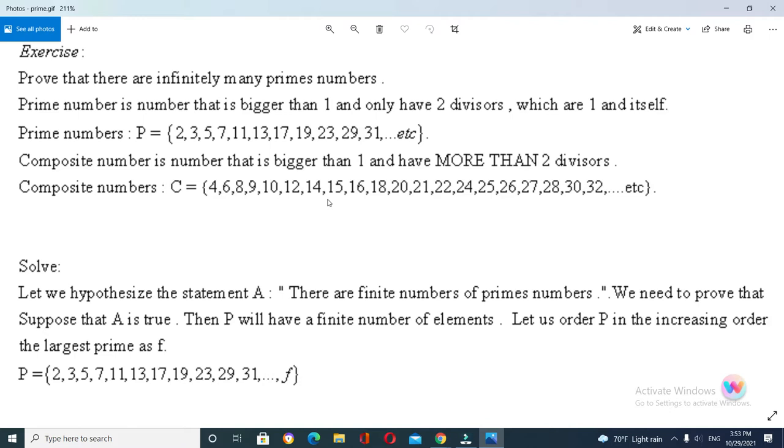But here our goal is to prove that the set of prime numbers P here is infinite. So even though in general the prime numbers are quite sparsely distributed on the number line, there are infinitely many prime numbers.